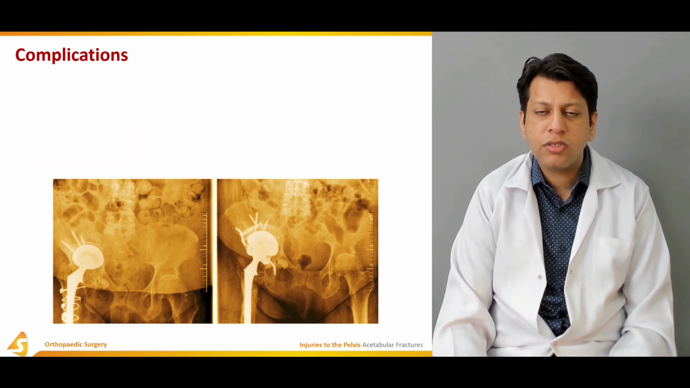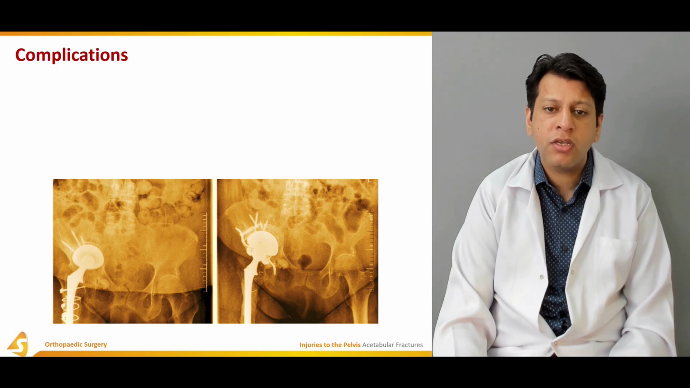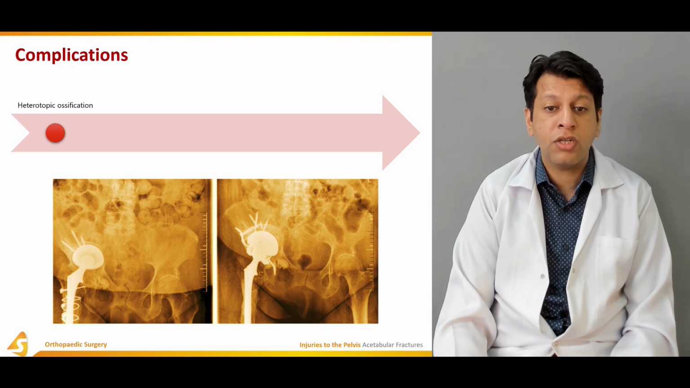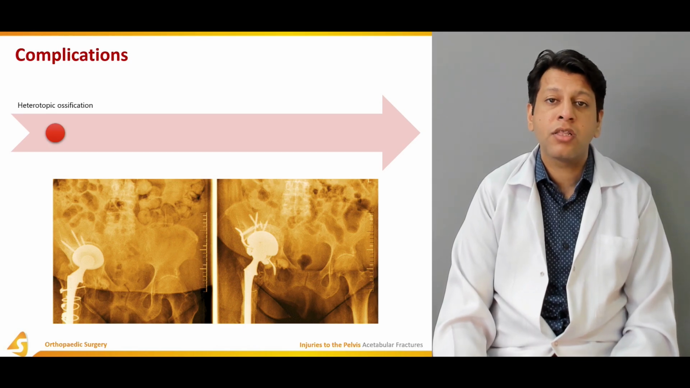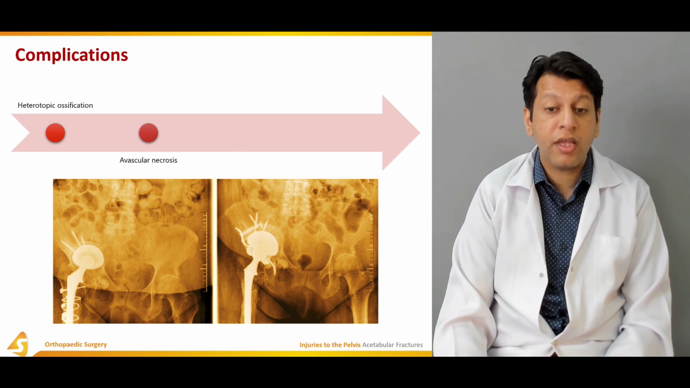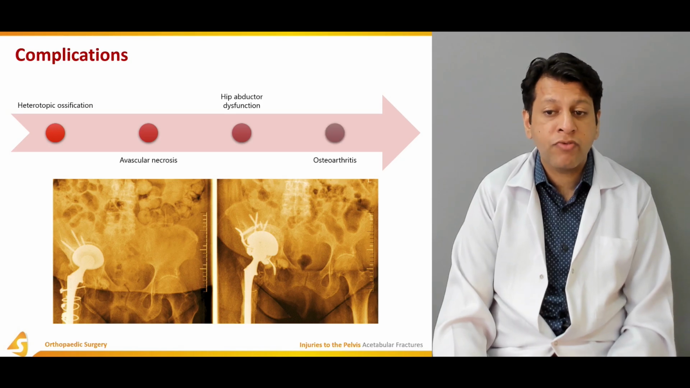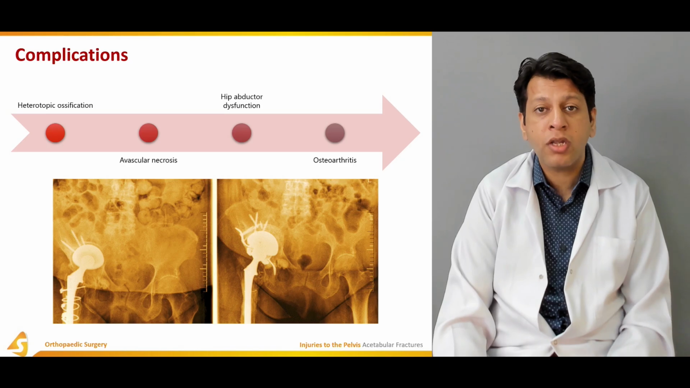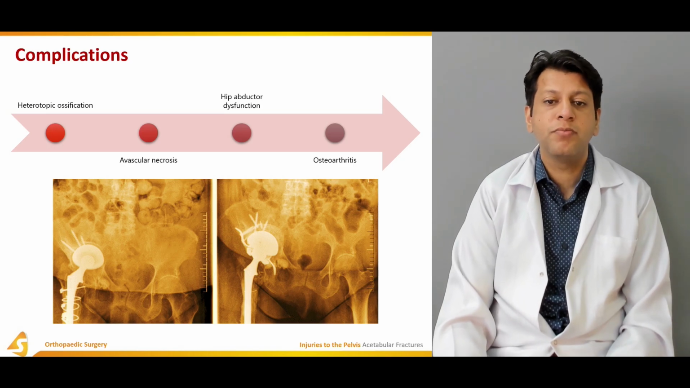What are the complications which could be associated with pelvic injury? If it's a periprosthetic fracture, then it could lead to heterotopic ossification, or there could be malalignment, and it could be redislocation as well. But if it's a fragility fracture, this may be associated with AVN or hip abductor dysfunction, or it may be associated with severe osteoarthritis, which may require a replacement as well.